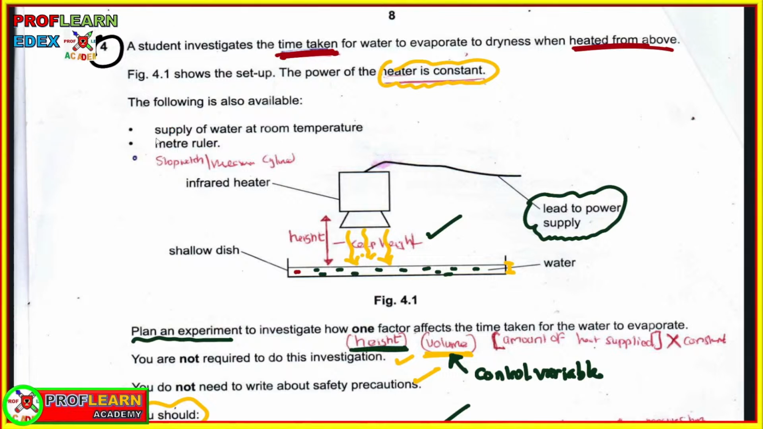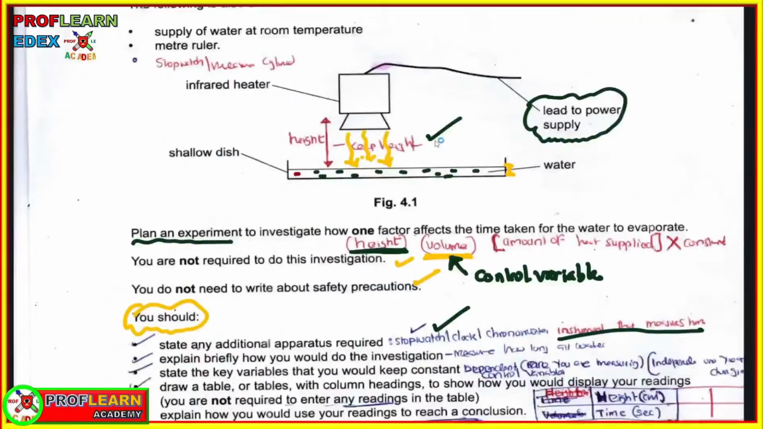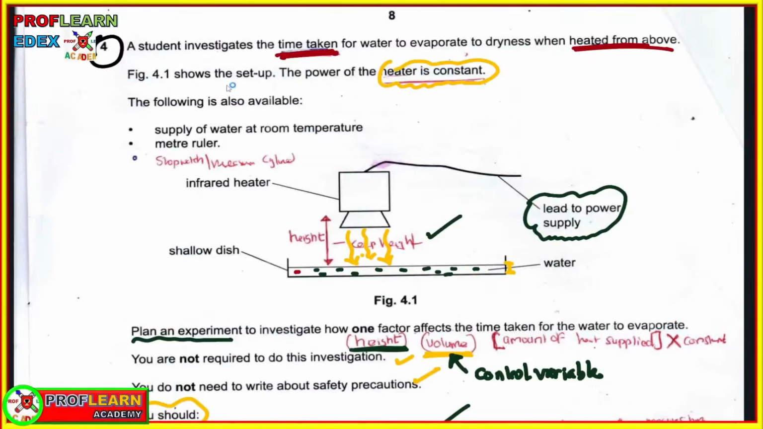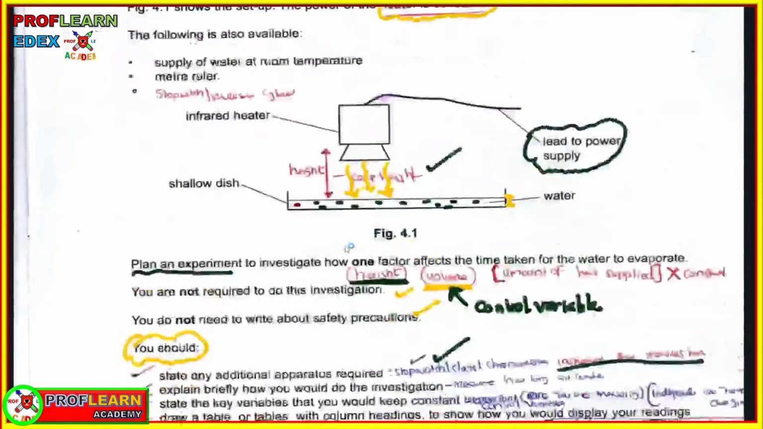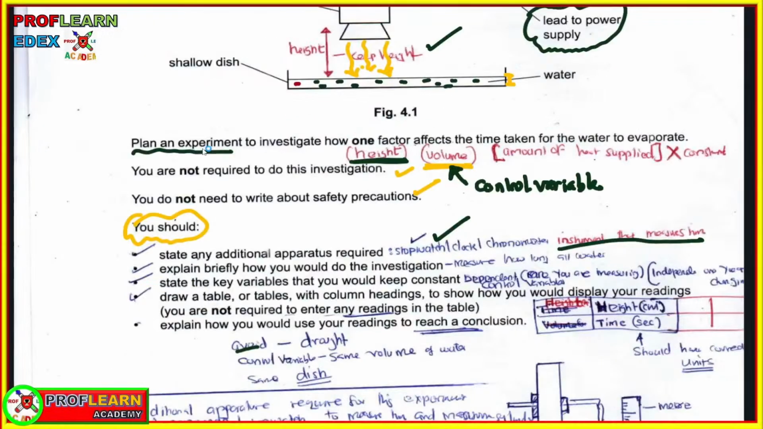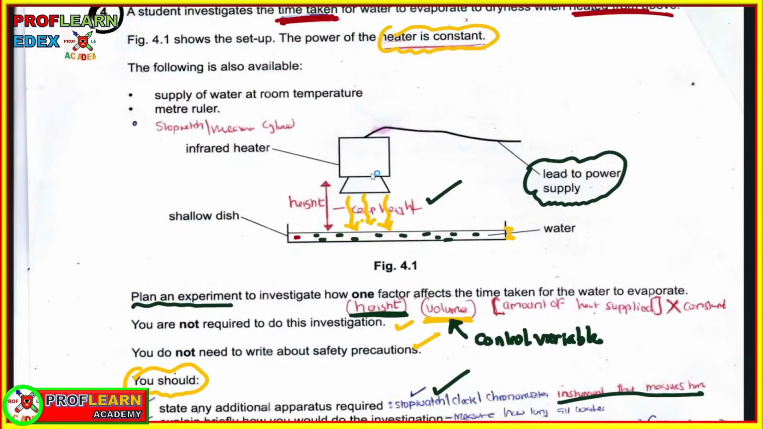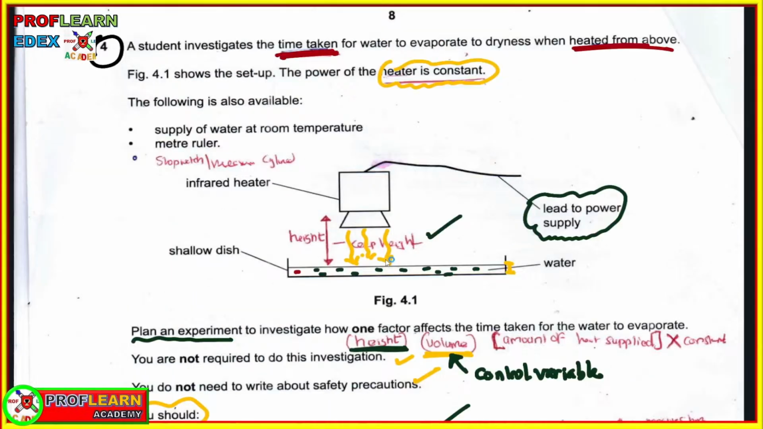The following are also available: a supply of water at room temperature. We have a meter ruler. Then we have a heater which supplies heat at a constant rate. And we are supposed to plan an experiment to investigate how one factor affects the time taken for the water to evaporate. Now we need to identify that for water to evaporate, there are different factors that can affect that.